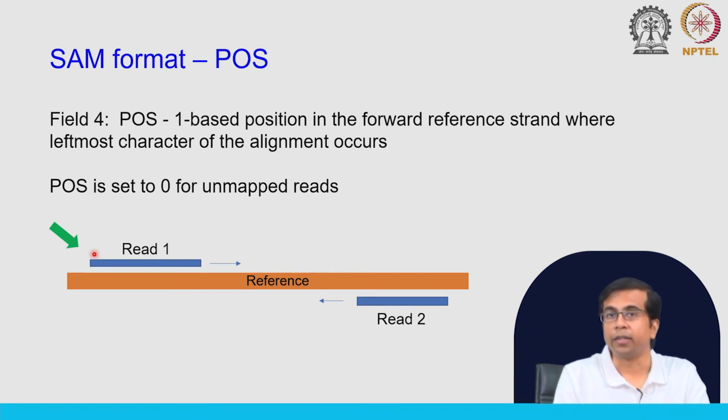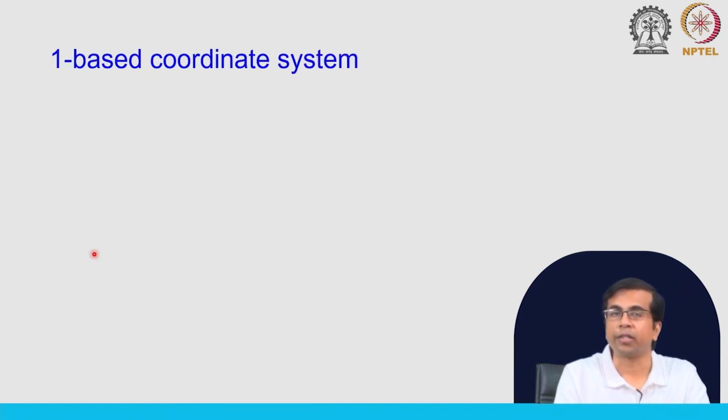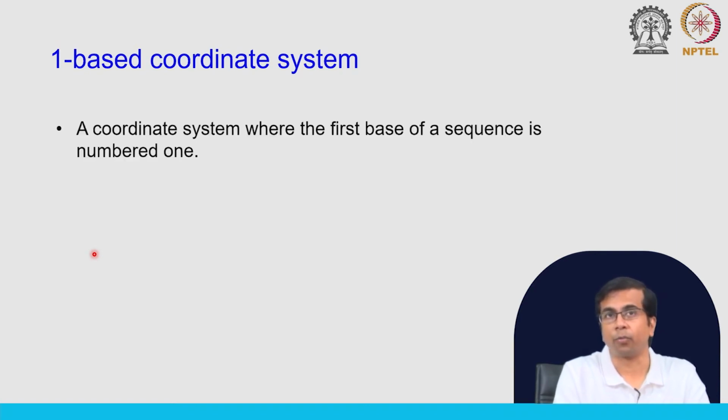Now, you might ask, what is this one-based positioning system, or one-based coordinate system? This is a coordinate system where the first base of a sequence is numbered 1, right. You might be wondering why we have to explain this, why one-based and so on, because there is something called a 0-based coordinate system that we use in many cases. This is something that we have to explicitly clarify, because otherwise you might have problems interpreting the exact location of this read, and you might make some mistakes there.